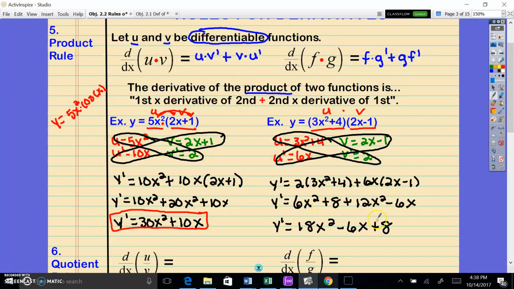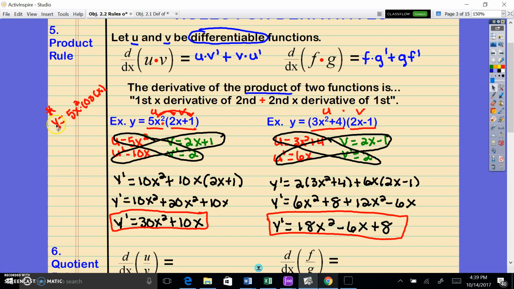I just distributed and combined like terms. Now, if you had FOILed this out and done the power rule, would you have gotten the same answer? Yes. Would it have been less work? Probably. So is the product rule really helpful right now? Not really. You could FOIL or distribute and get away with not using the product rule at all. But in the future, you're going to have to work with things like this, which there's no way around. So this is your first introduction.